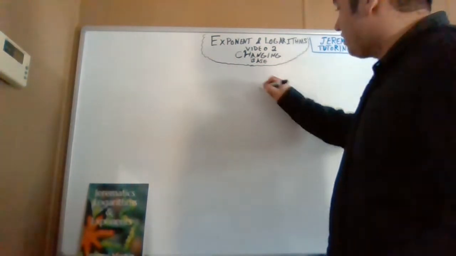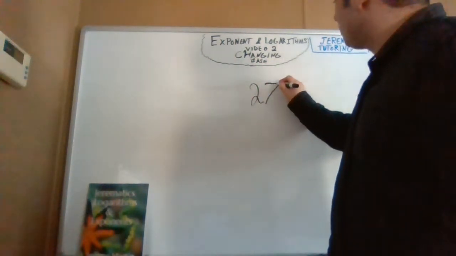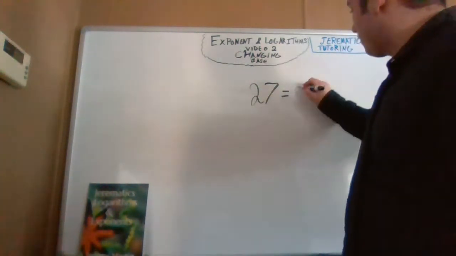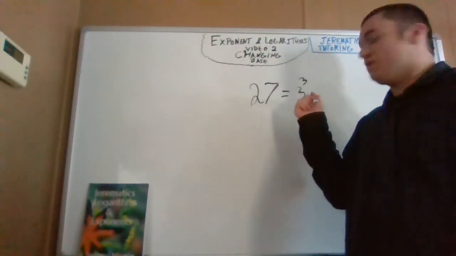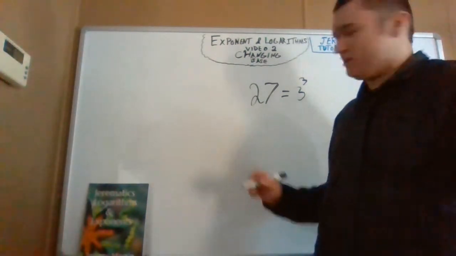I'll give you the example of 27. Let's write 27 as base 3. Is 27 a power of 3? Yes, it is. It's 3 cubed. So I can write that as 3 cubed. So 27 is written as base 3. What about the number 8?